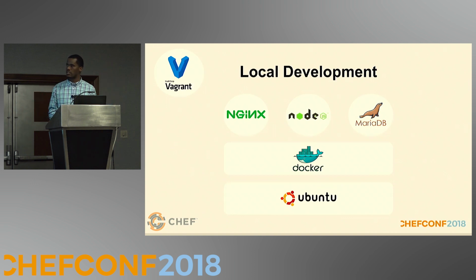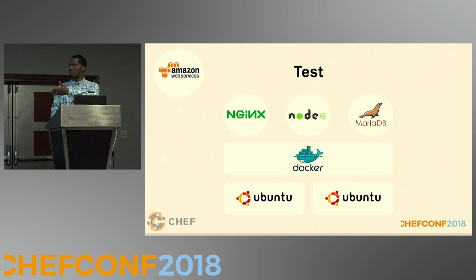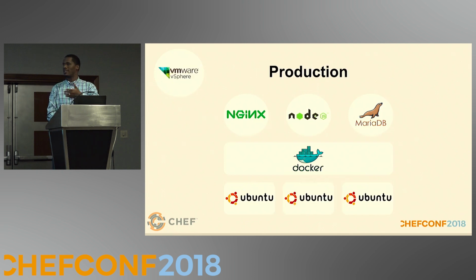So they're doing a simple app. They're going to run Ubuntu for hosting, running Docker, and then they're going to have Nginx, Node, and MariaDB to leverage. So we've got the developer running on a laptop, then switching to test. We add 2 more nodes for a little bit of redundancy. And then we go to prod with 3 nodes for even more redundancy.